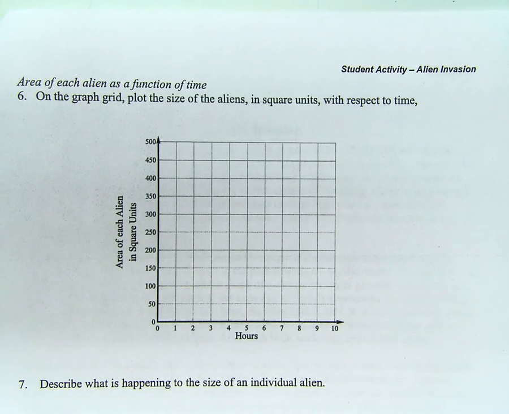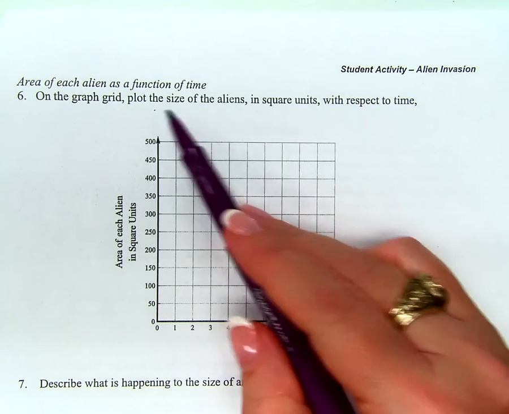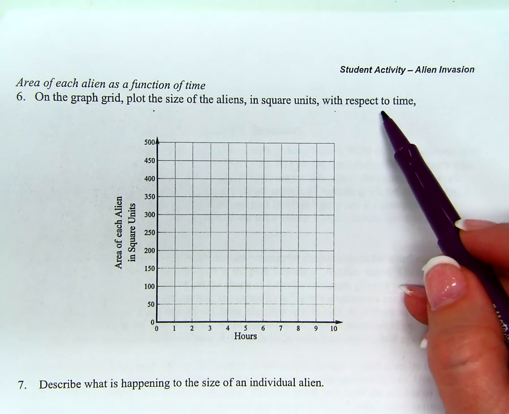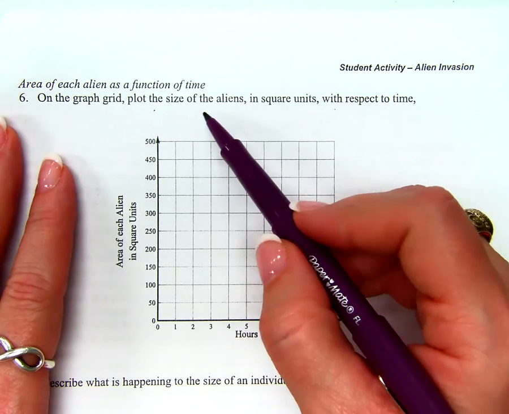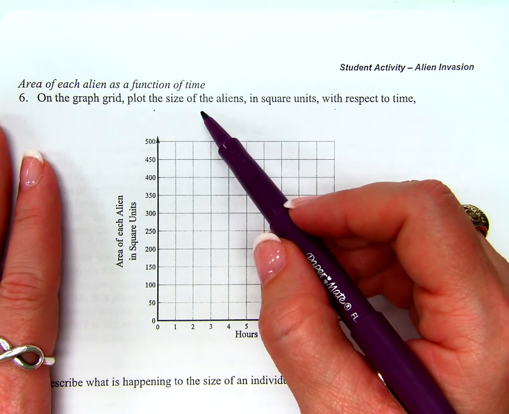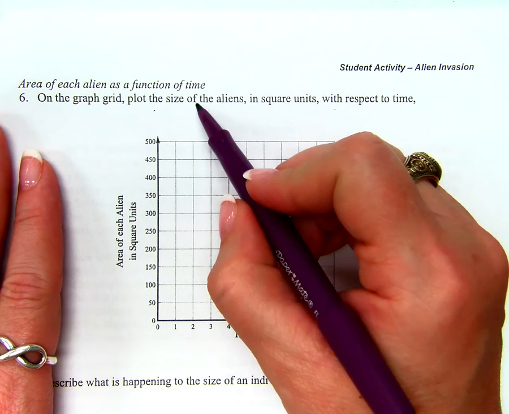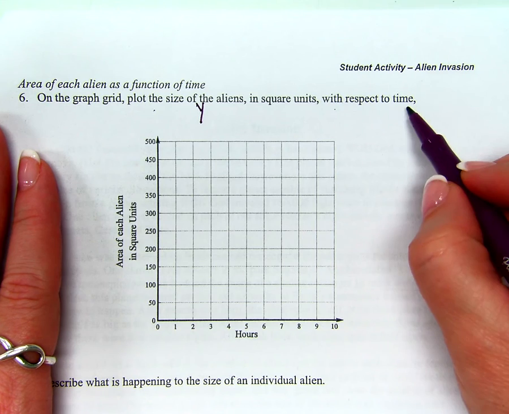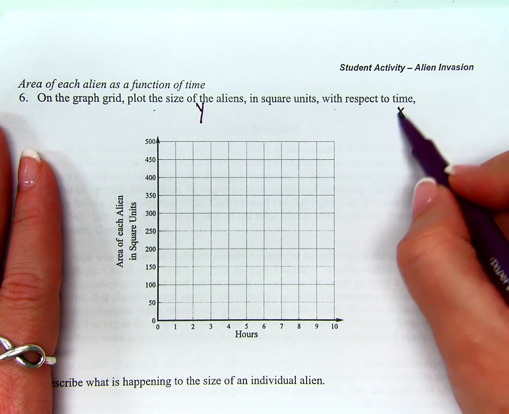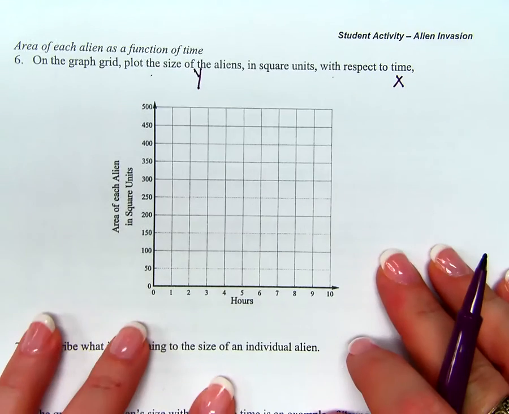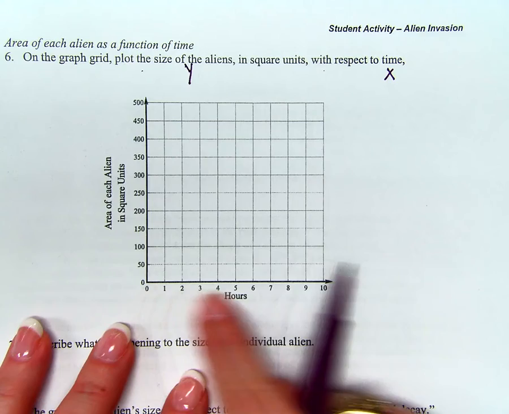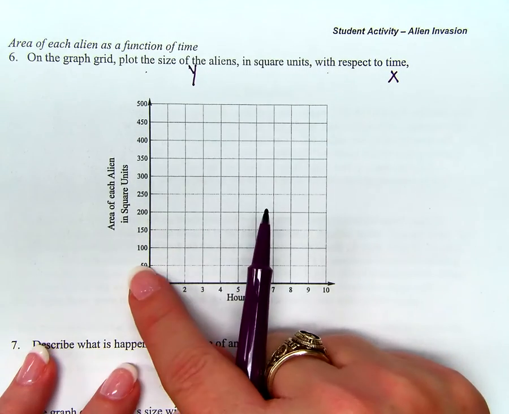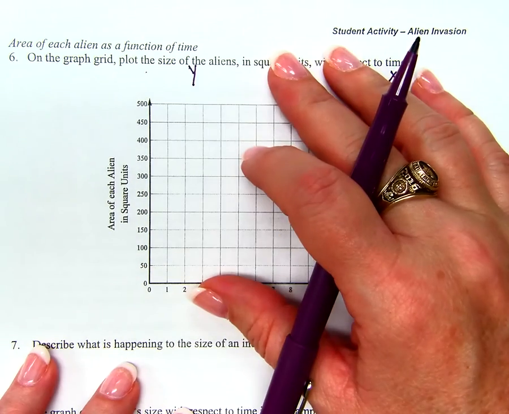On the graph grid, plot the size of the aliens with respect to time. Well, if that's true, the size of the aliens should be what variable? Y, because it's y with respect to x. So what's time going to be? X, right? Now, did that play out correctly on the graph? Is the time along the x-axis and the size of the aliens along the y-axis? Okay? You're going to graph that.